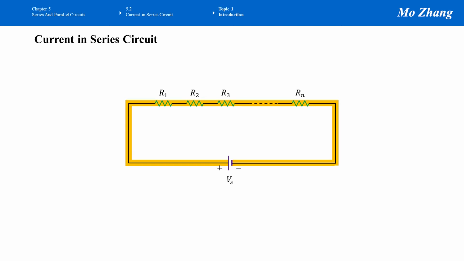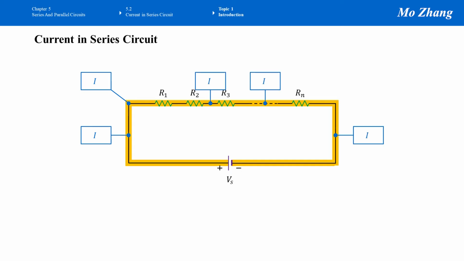If we just randomly pick a point in this circuit, such as here, and measure its current, let I be the current, and then we measure at different points, such as here, there, and at these places, we realize the current is the same at any point. In other words, the current is uniform. It is constant. The strength or the speed of the current is the same anywhere in this series resistor circuit. This is a very important concept.